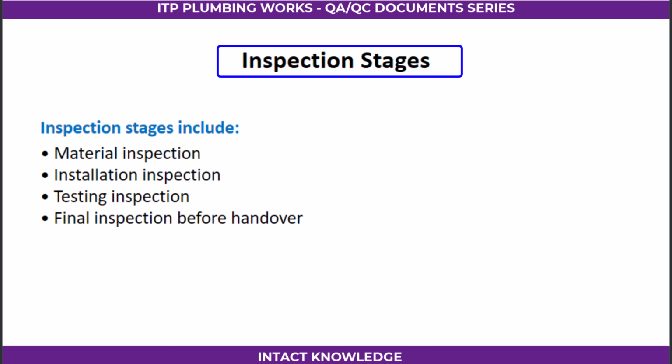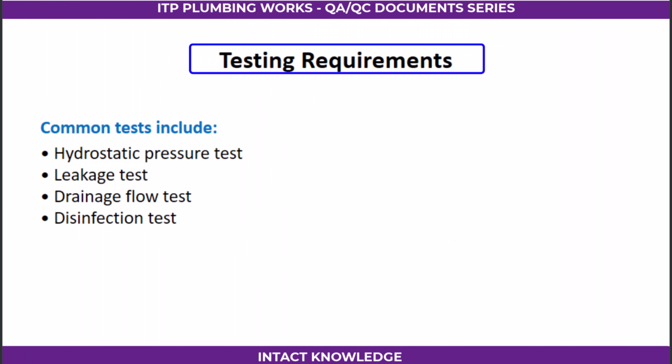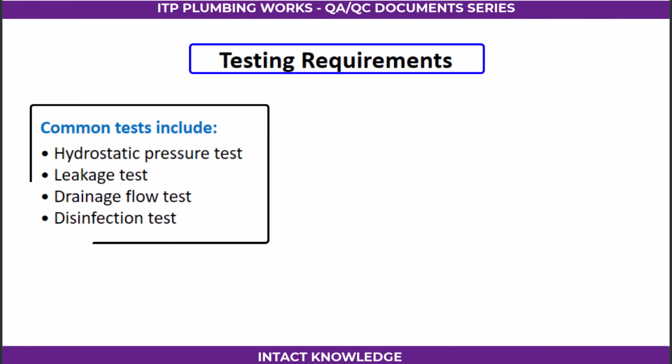Inspection stages in ITP plumbing. Inspection stages include material inspection, installation inspection, testing inspection, and final inspection before handover. Testing requirements in ITP plumbing. Common tests include hydrostatic pressure test, leakage test, drainage flow test, and disinfection test.